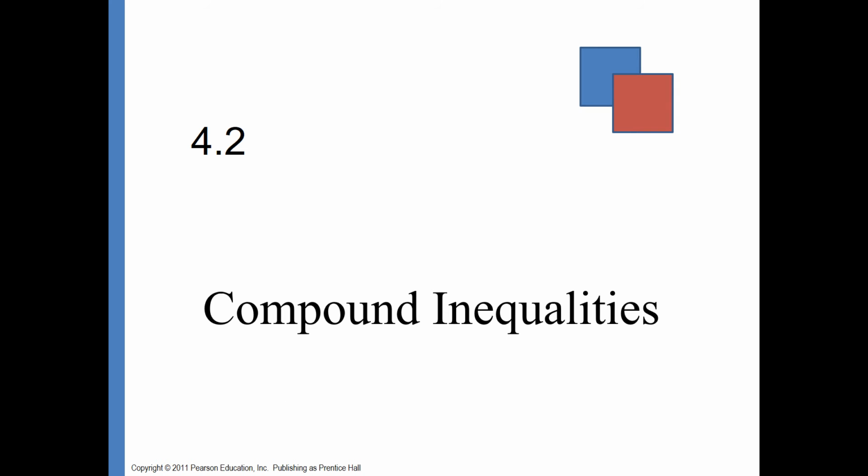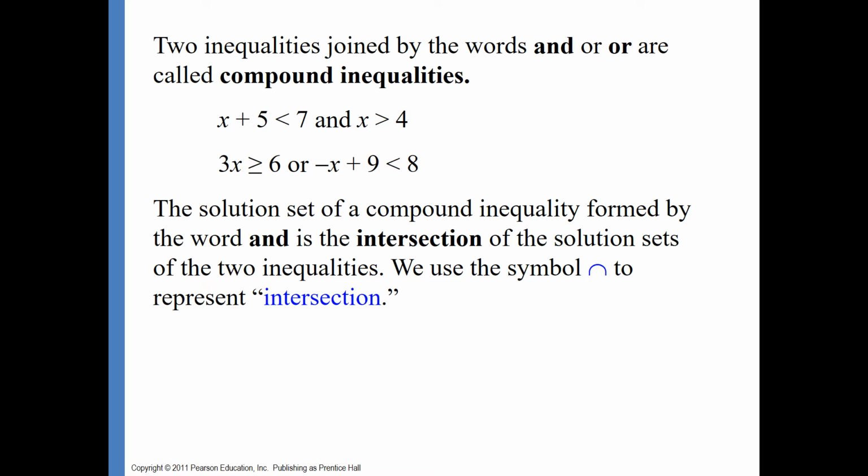Hey everybody, we're going to talk about 4.2 in your book. This is compound inequalities. Two inequalities joined by the words and or are called compound inequalities. Here's a couple of examples that you can see here.